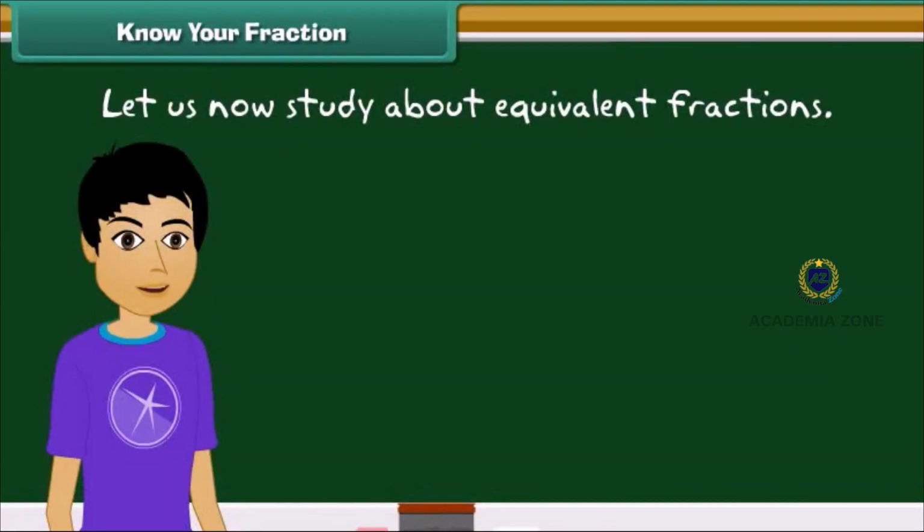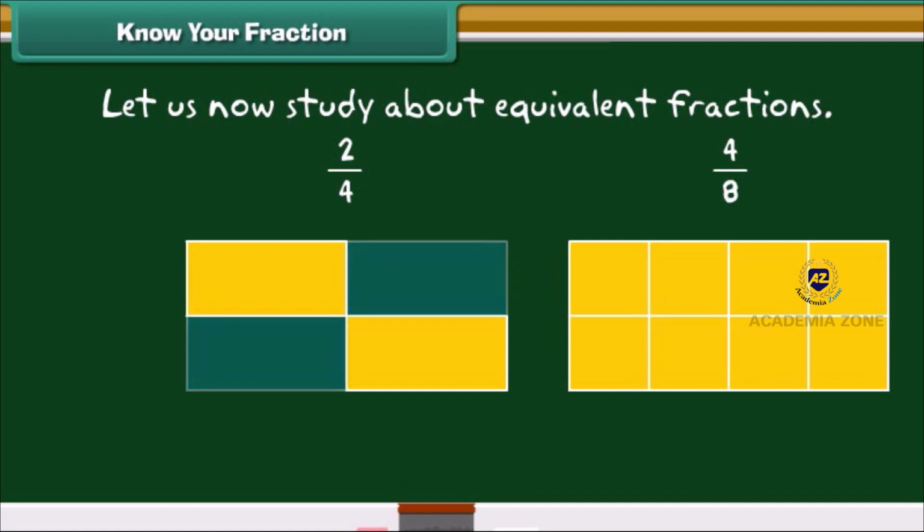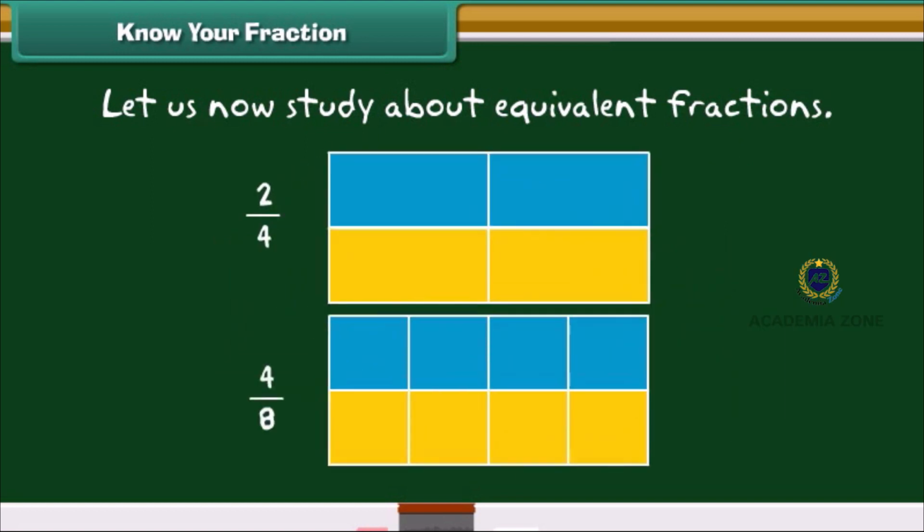Let us now study about equivalent fractions. Look at the rectangular boxes given below. In the first figure, 2 by 4 boxes are blue, while in the second figure, 4 by 8 boxes are blue. Observe carefully. The blue colored parts of both the boxes are same. This means 2 by 4 must be same as 4 by 8. So, 2 by 4 and 4 by 8 are equivalent fractions.